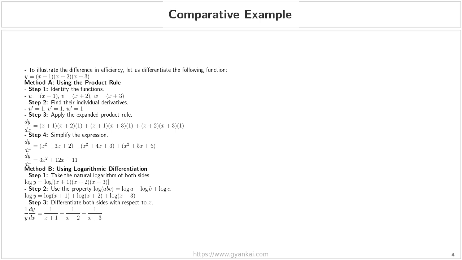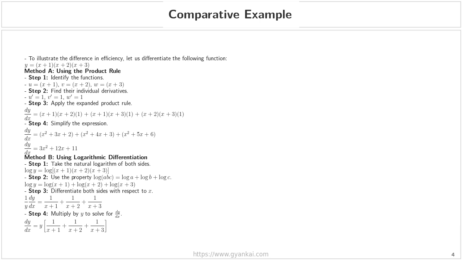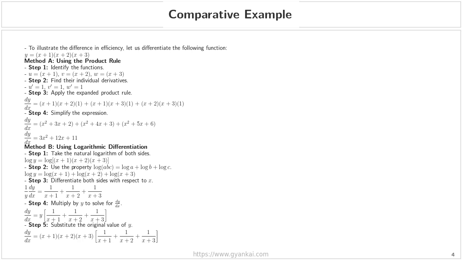On the right side, we simply get 1 over x plus 1, plus 1 over x plus 2, plus 1 over x plus 3. In step 4, we isolate the derivative by multiplying the entire expression by y. This gives us the derivative of y with respect to x equals y times the sum of those three fractions. Finally, in step 5, we substitute the original expression for y back into the equation.